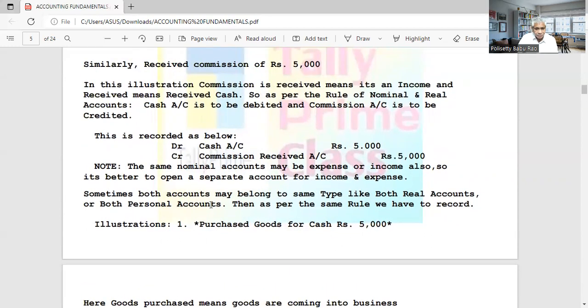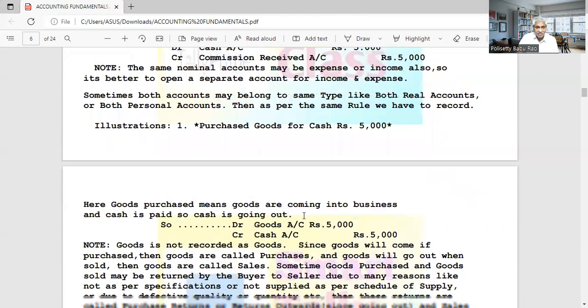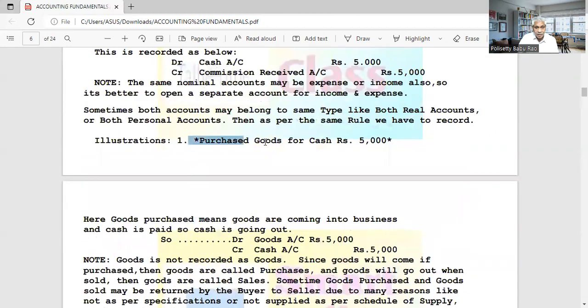For example, sometimes both the accounts may belong to the same type, like both real accounts or both personal accounts. In that case, we have to apply the same rule for both accounts and record. For that, I am doing illustration number 1. Purchased goods for cash. So here, we are purchasing goods for cash, which means goods are coming in and cash is going out.